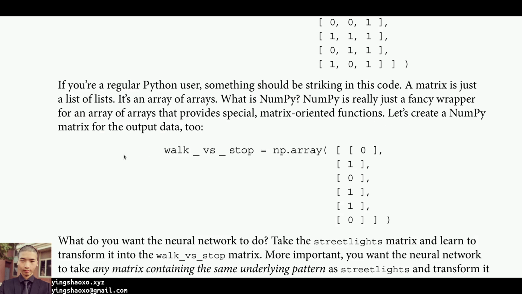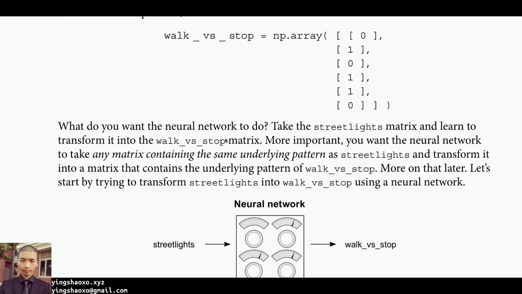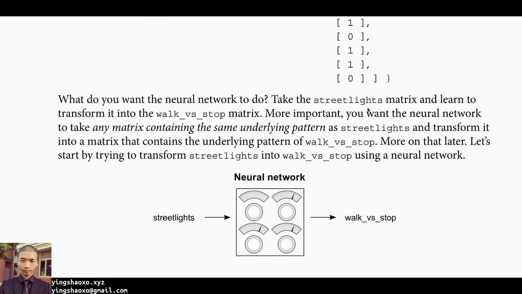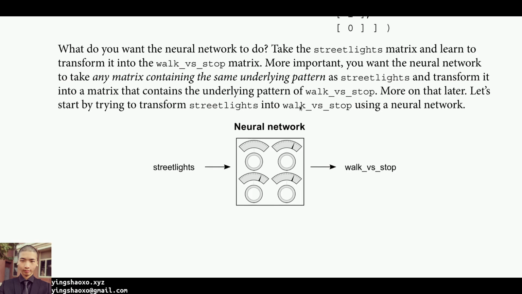Let's create a NumPy matrix for the output data, too. It's something like this. What do you want the neural network to do? Take the streetlights matrix and know to transfer it into the walk versus stop matrix. More importantly, you want the neural network to take any matrix containing the same underlying pattern as streetlights and transfer it into a matrix that contains the underlying pattern of walk versus stop. More on that later. Let's start by trying to transfer streetlights into walk versus stop using a neural network.